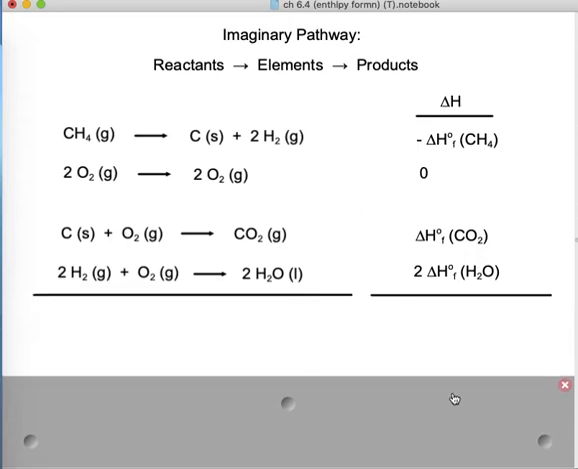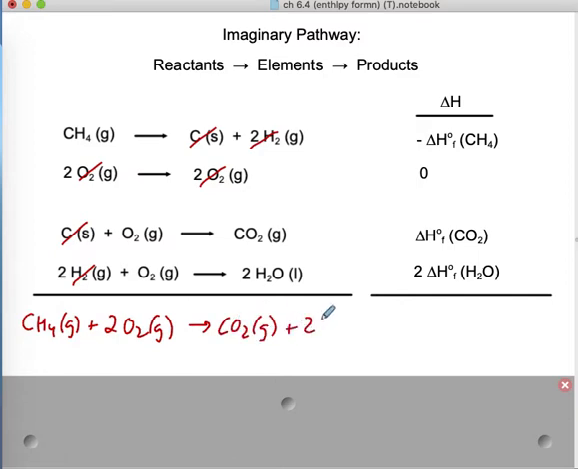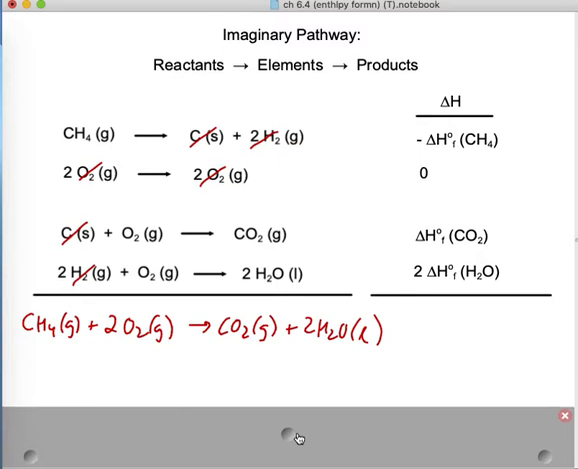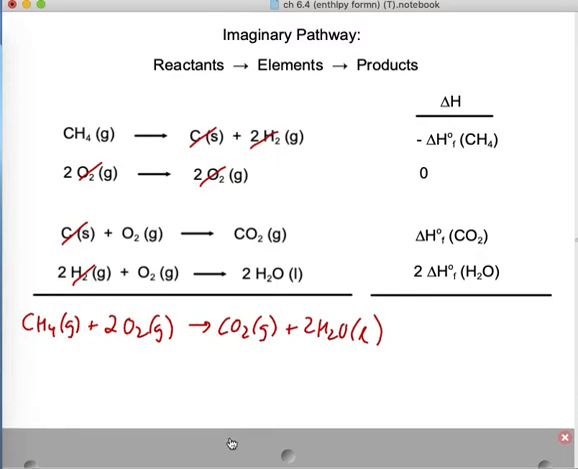What I see now is that if I cancel what appears on both sides, carbon and carbon, hydrogen and hydrogen, oxygen and oxygen, what I get is CH4 plus 2 O2 gas forming CO2 gas plus 2 H2O liquid. And if I add up the enthalpy changes in the right-hand column, what I get is the following.